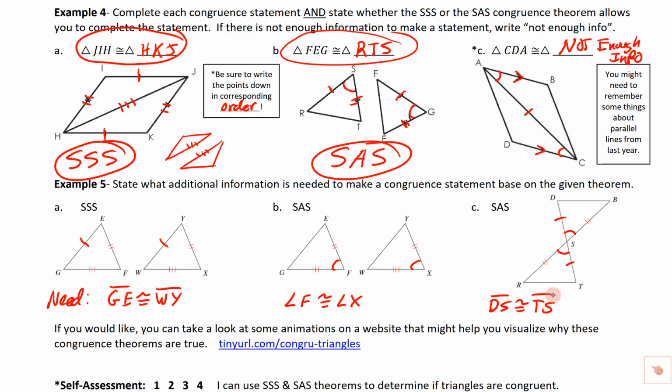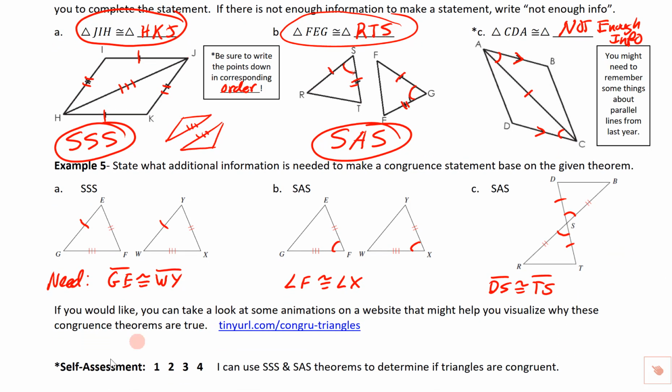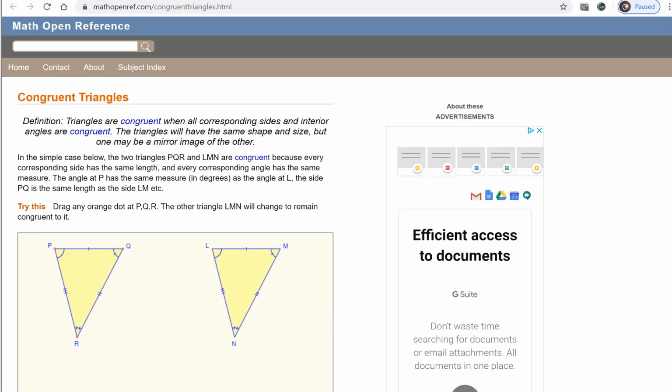All right, that's all the examples that we want to take a look at, but I do want to make you aware of some other resources that we've got here, and we're going to be using these quite a bit. So go ahead and rate yourself right here, and then take a look at this. You can either click this or type this in. We're going to go to a website that's got some really cool animations and things like that.